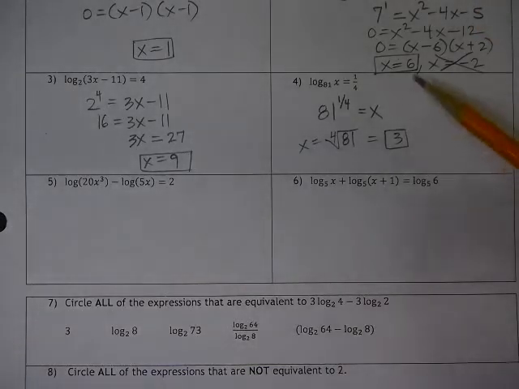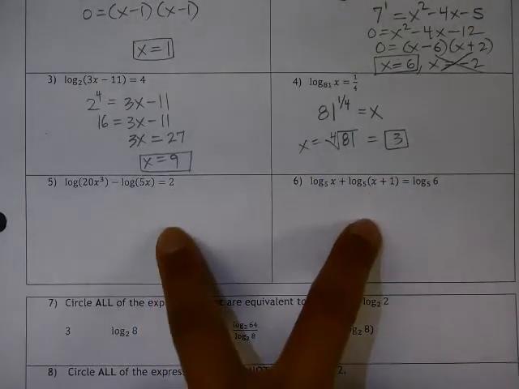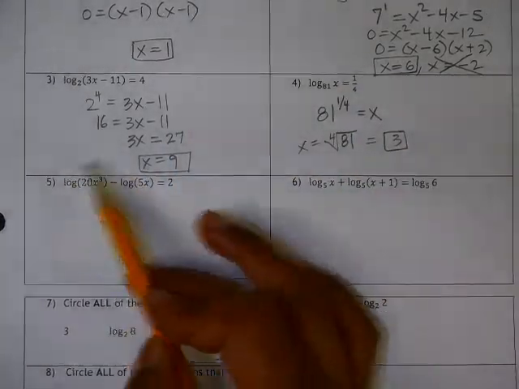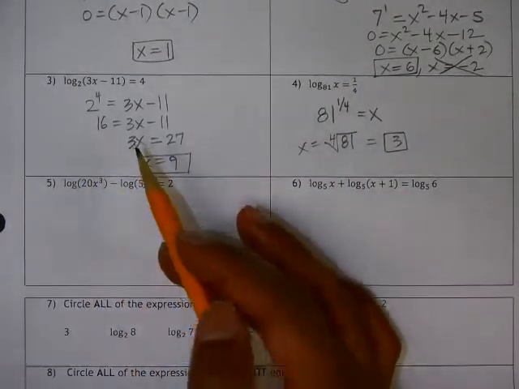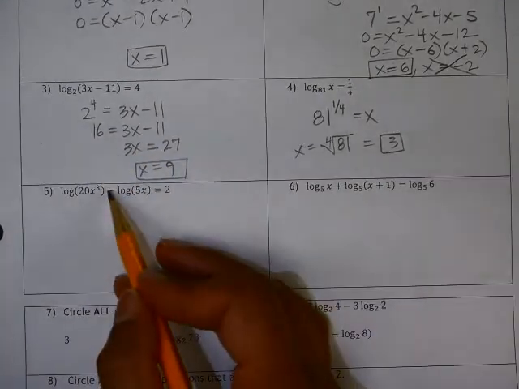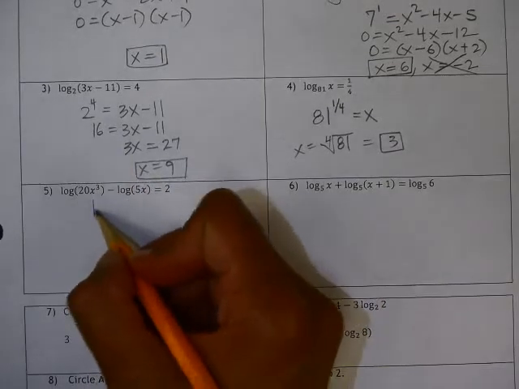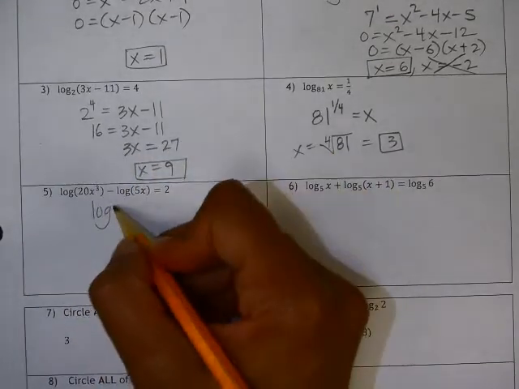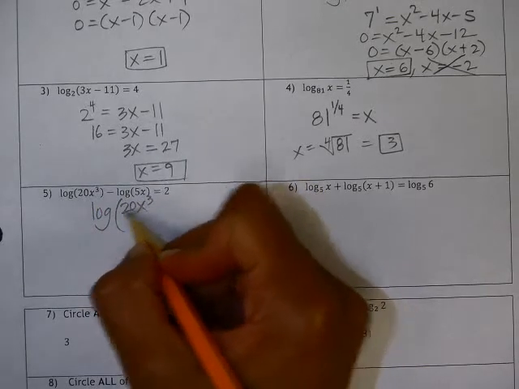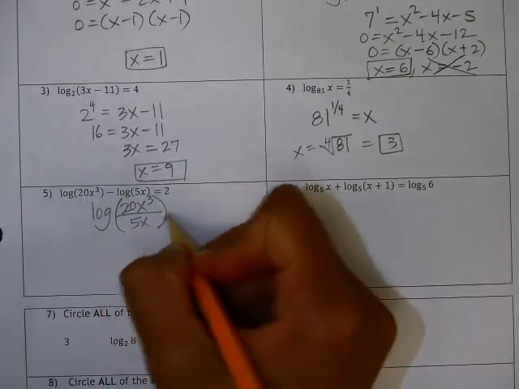This is Algebra 2 Honors, Unit 7 Review, and we're going to solve the equations on numbers 5 and 6. On number 5, we have multiple logs on one side of the equation, so we need to use our log properties to condense this. These logs are being subtracted. That means we need to use the quotient property to condense this into one log. 20x cubed needs to be divided by 5x.